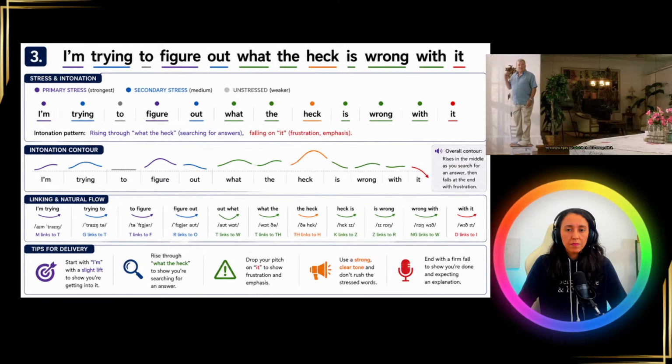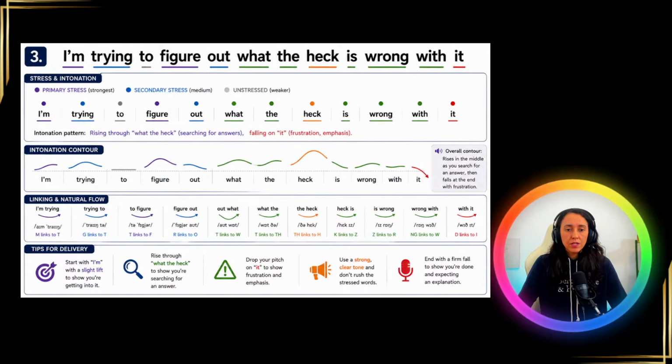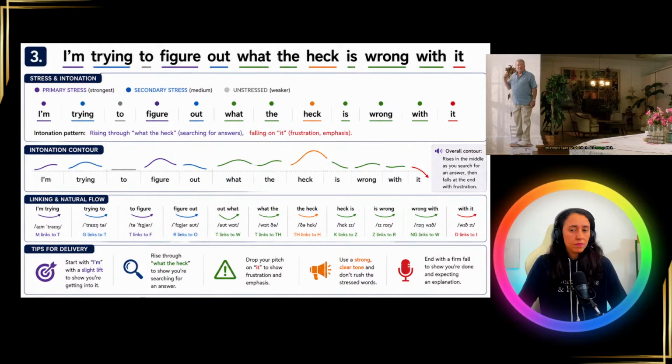I'm trying to figure out what the heck is wrong with it. Very good. One more time. I'm trying to figure out what the heck is wrong with it.